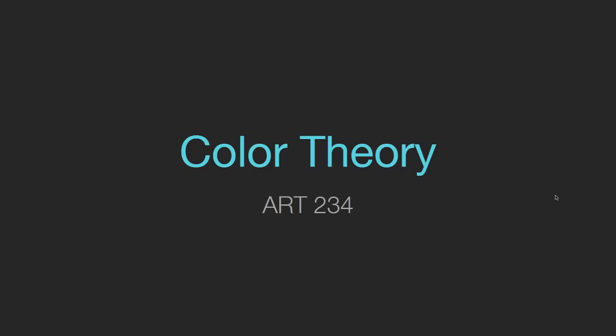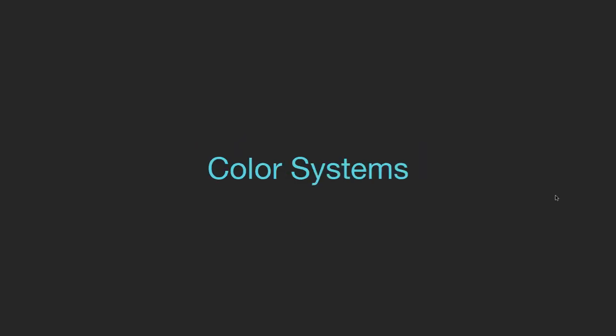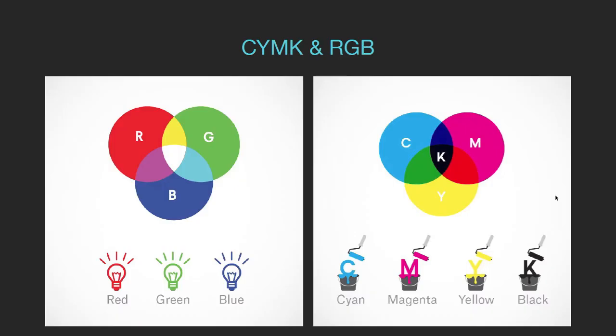So welcome to Art 234 lecture for color theory. So we're going to start off with color systems. As we looked last week, we have RGB and CMYK. RGB is colors that are illuminating from light as a primary colors of red, green, blue. And CMYK is print colors, cyan, magenta, yellow as the primaries.